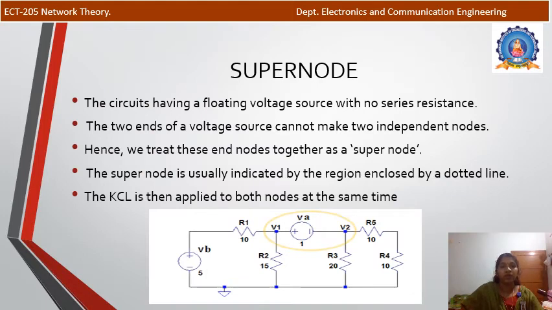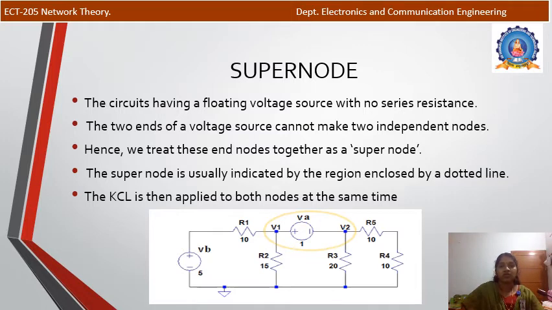Next is the super node. Similar to the super mesh, there is also a super node. A circuit having floating voltage sources with no series resistance will have super nodes, because a voltage source cannot make two independent nodes. That is, in between two nodes there exists a voltage source. The previous case was that in between two meshes there exists a current source. Here, if there exists a voltage source between two nodes, that is known as a super node.